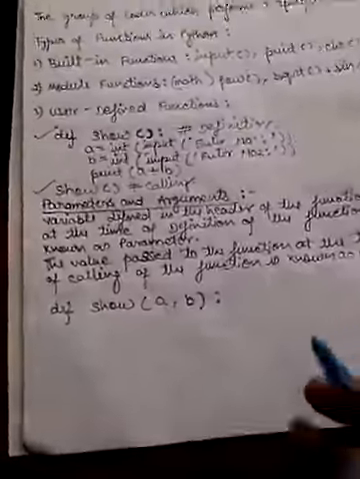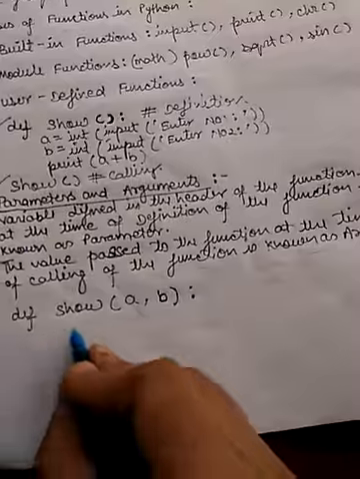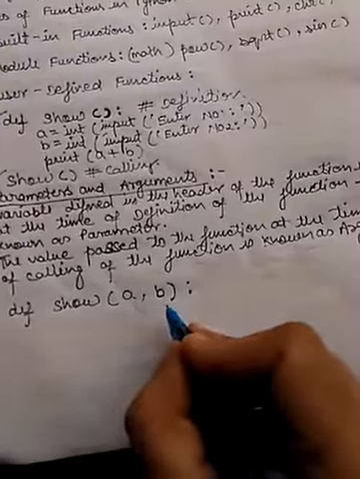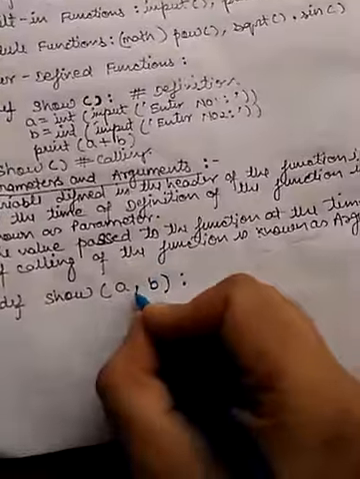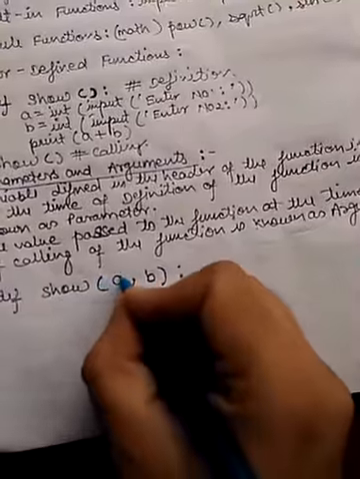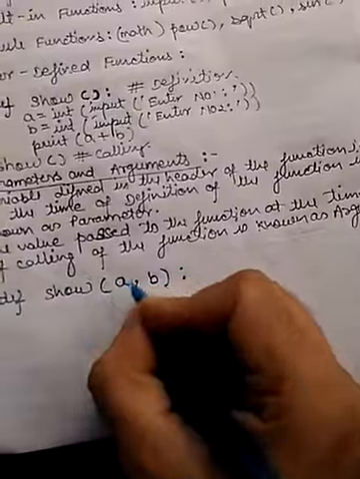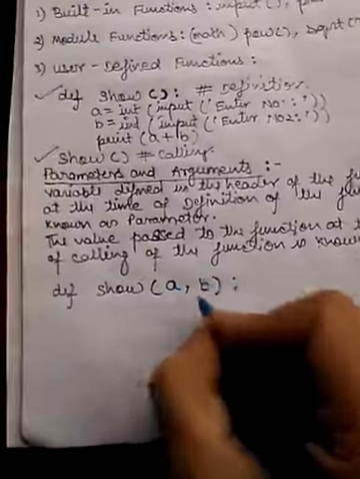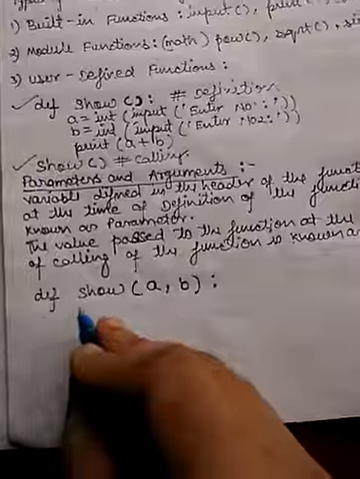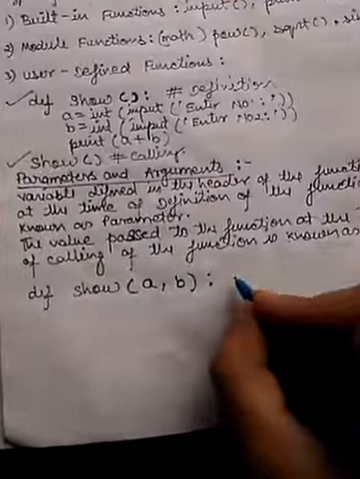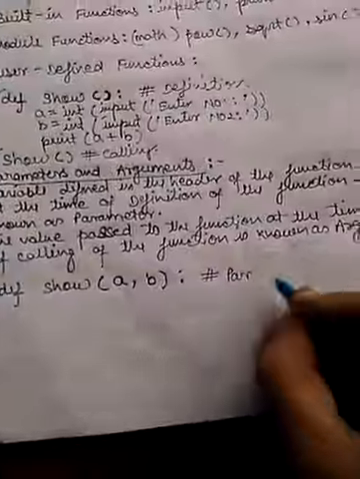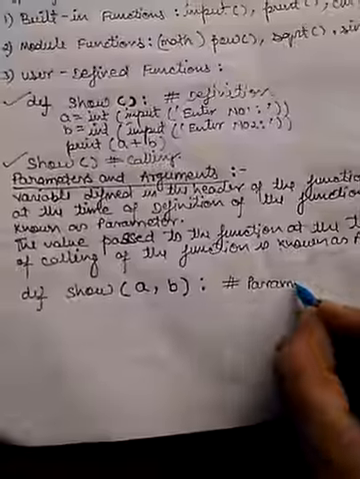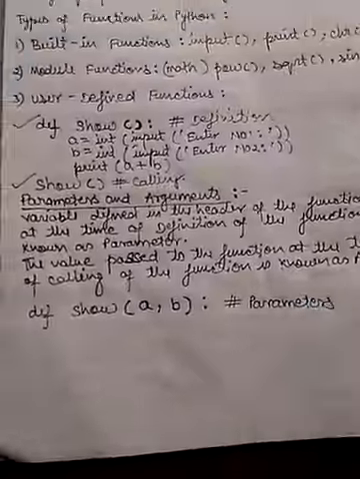This is the header of the function, meaning at the time of definition of the function, we have declared a function show which has two variables in this parenthesis. The variables defined in the parenthesis at the time of declaration of the function are known as parameters.